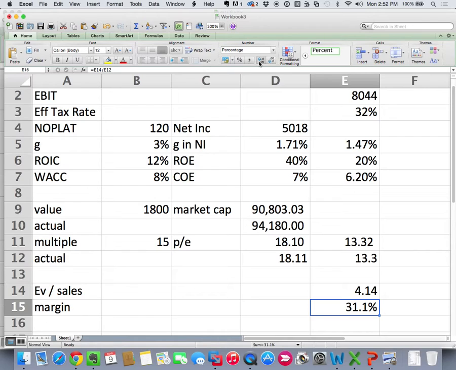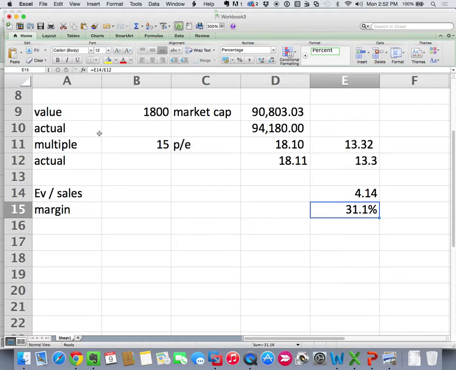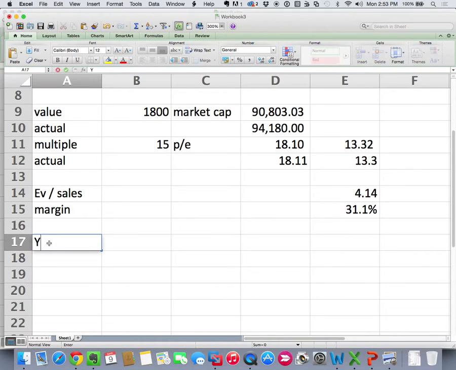So again, EV to sales is sensitive to margin. Matter of fact, if I look at one of their competitors, let's look at Yum. Who is Yum? Company Yum, Y-U-M, ticker symbol. It's like KFC and Taco Bell. KFC, Taco Bell, Pizza Hut. They were a spinoff from Pepsi not too long ago, PepsiCo. So let's look at Yum.